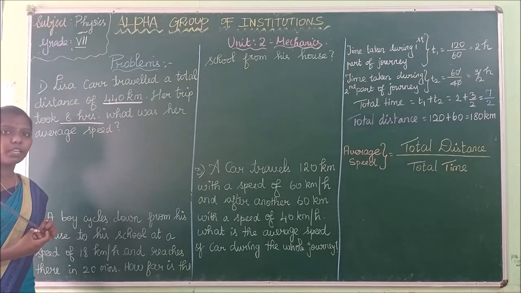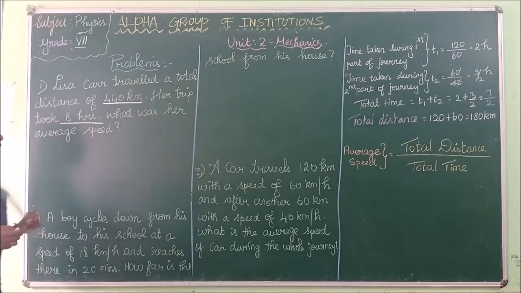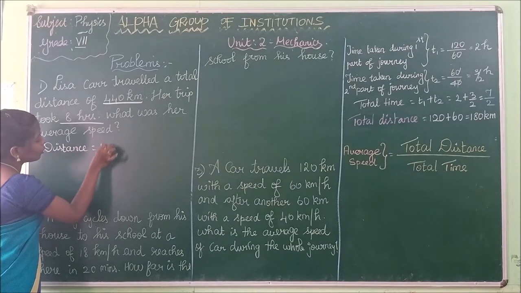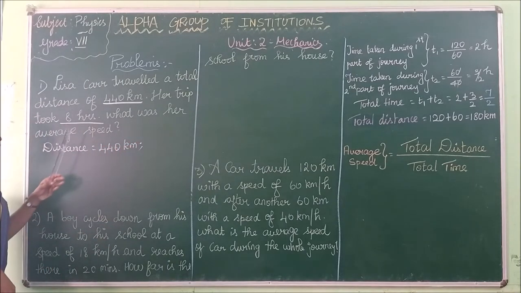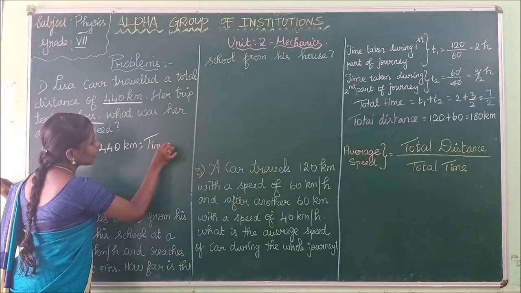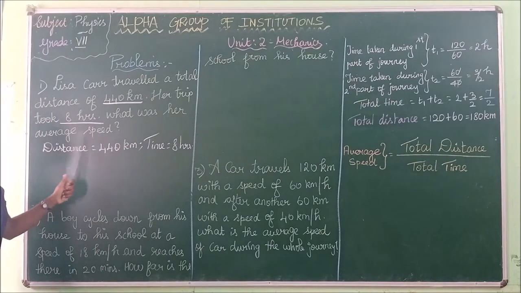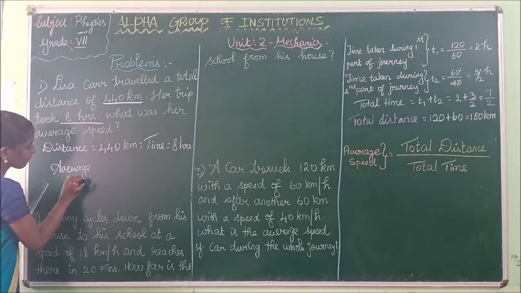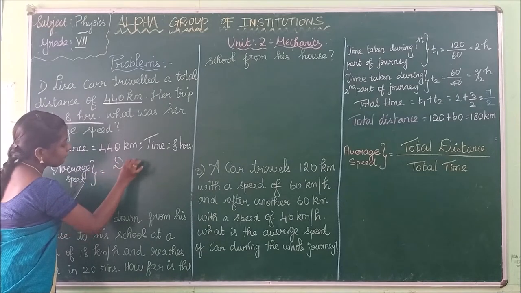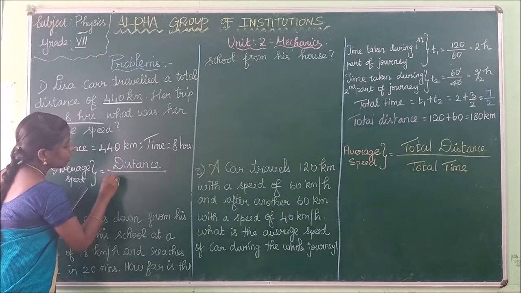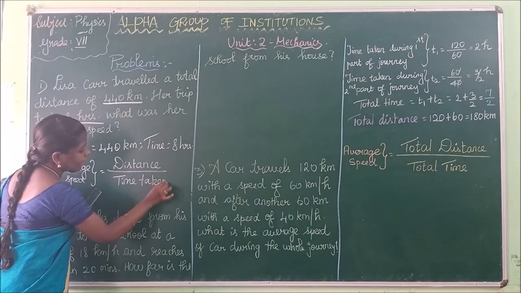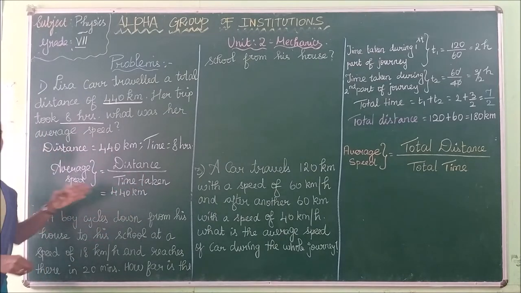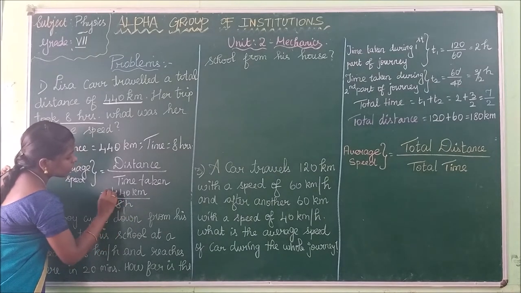What is the formula to calculate average speed? Total distance by total time taken. They have given us the distance value. Distance is equal to 440 kilometer. Next, they have given the time value. What is the time value? Time is 8 hours. We have to calculate the average speed. What is the formula to calculate average speed? Average speed is equal to distance by time taken. What is the value for distance given here? 440 kilometer. What is the value for time? Time is 8 hours.